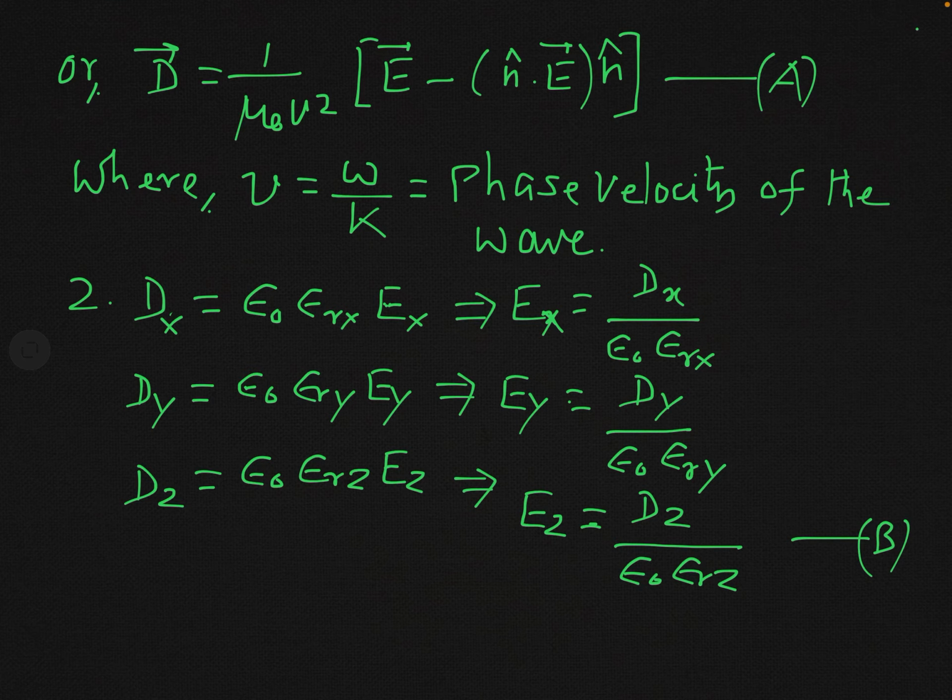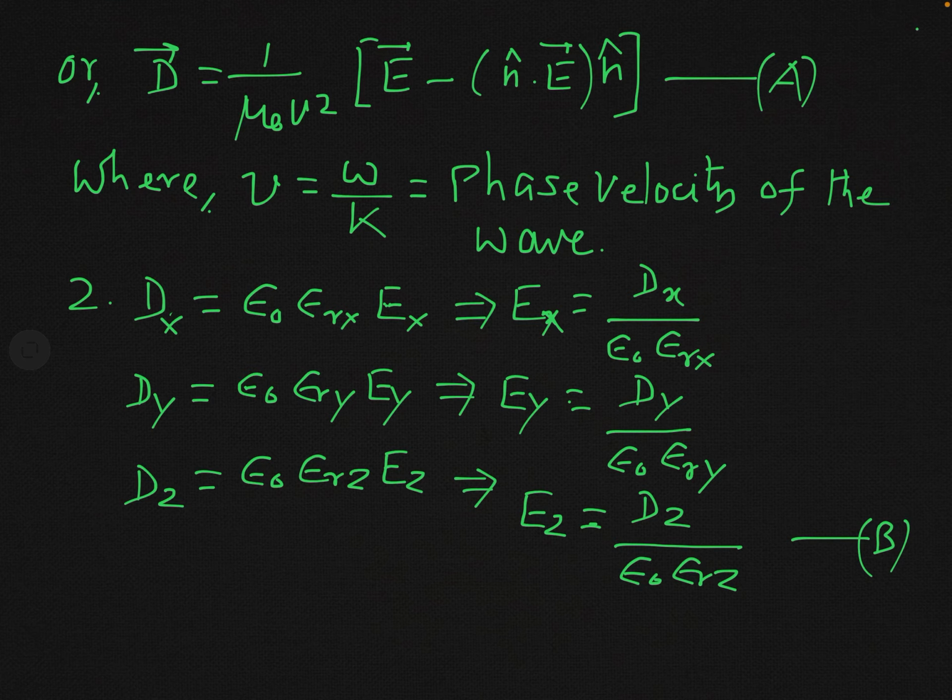This is one of the important results of the previous lecture, and we will use it in the present lecture. And now the second important result which we have derived in the first lecture is mentioned here in heading 2. Actually, in case of the principal axis, we have seen that the x component of electric displacement is given as Dx equal to epsilon naught epsilon rx Ex, and from here you can find Ex equal to Dx over epsilon naught epsilon rx.